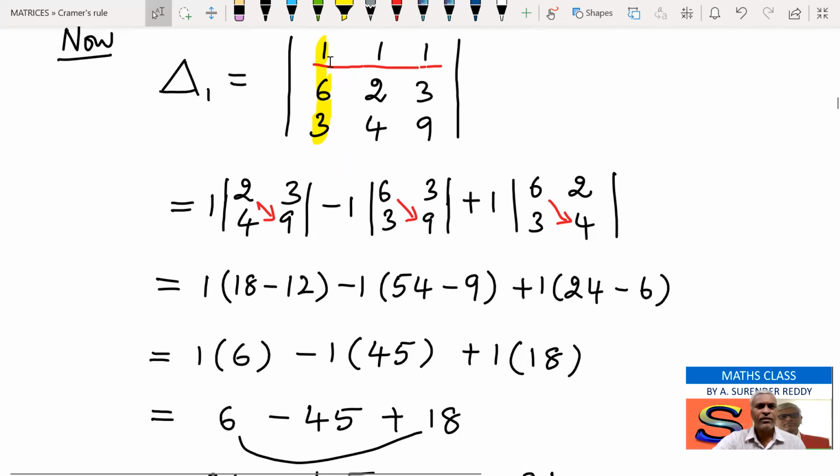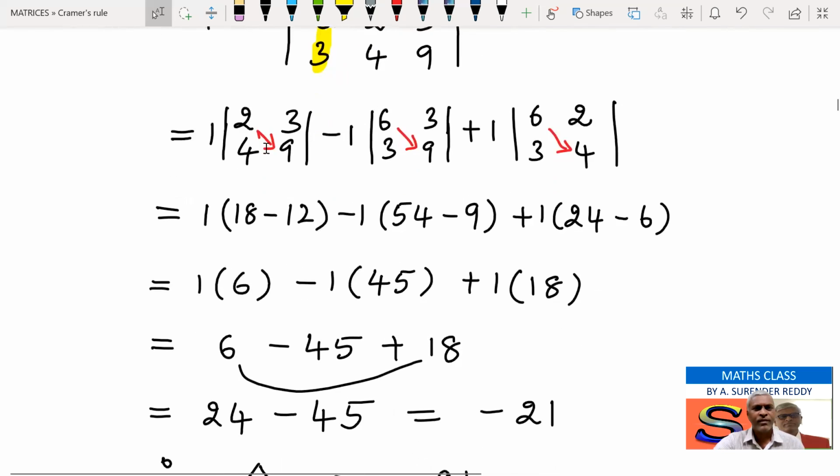So first element into, except the 2 numbers below, take the remaining 4. Except 6 3, take the 4 2 3 4 9. And for the second element, change the sign, minus 1 into, except 2 4, take the remaining 6 3 3 9. For the third one, plus 1, except 3 9, take the remaining 4.